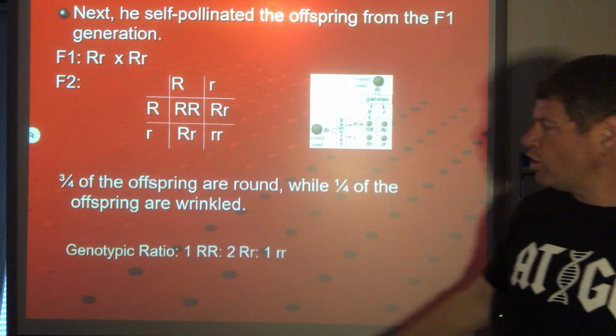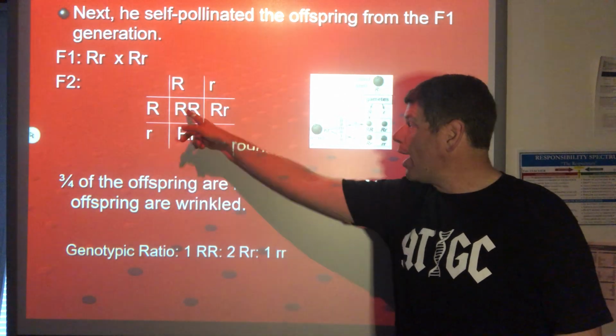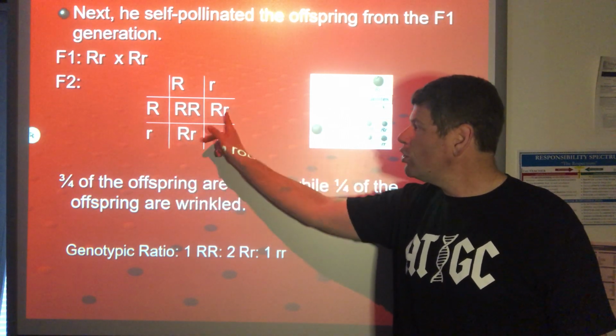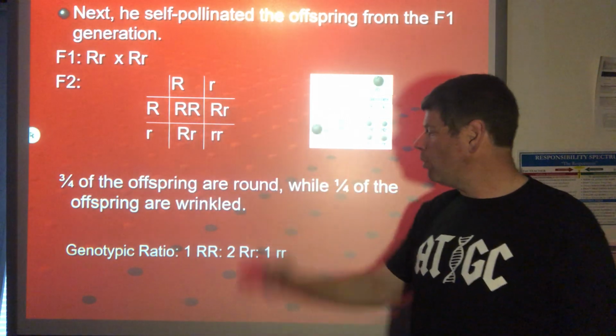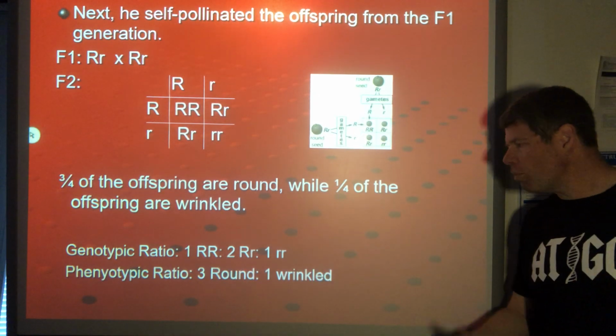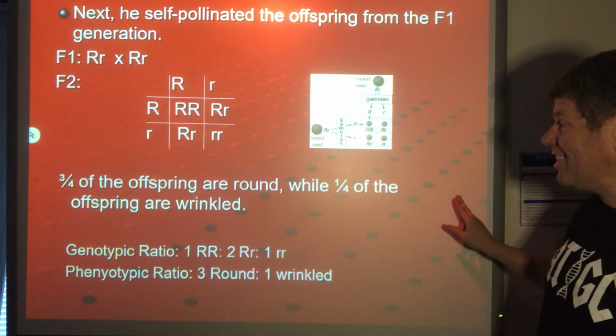The genotypic ratio, not that we care too much about it, would be one homozygous dominant, two heterozygous genotypes, and one homozygous recessive. But it's the phenotypic ratio that we are usually more interested in. We should get a 3-to-1 ratio of round to wrinkled seeds.